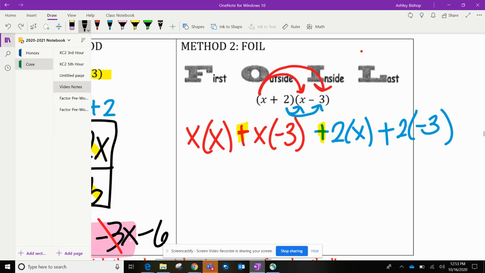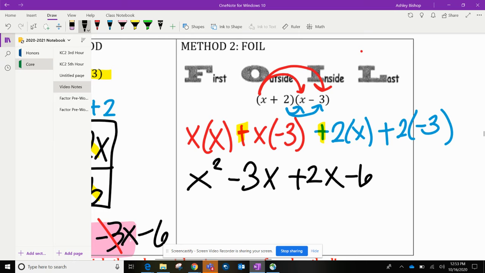X times x, you are responsible for knowing that that is x squared. X times -3, those are not like terms, so we just write them together and we're going to have -3x. 2 times x, again, we just write those next to each other, 2x. And then 2 times -3 is -6. So I'm going to erase that plus sign and put -6.